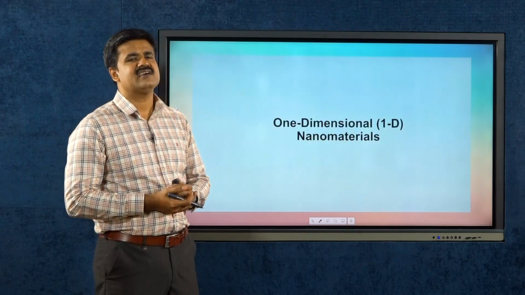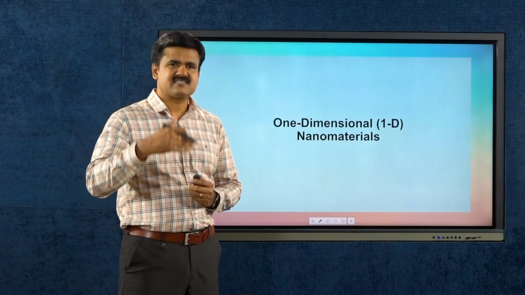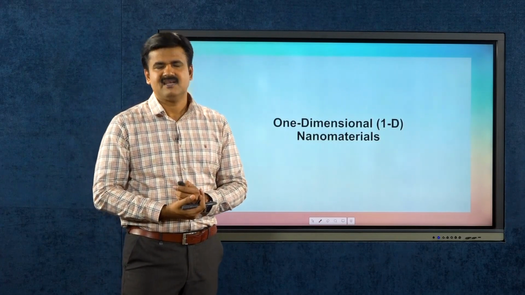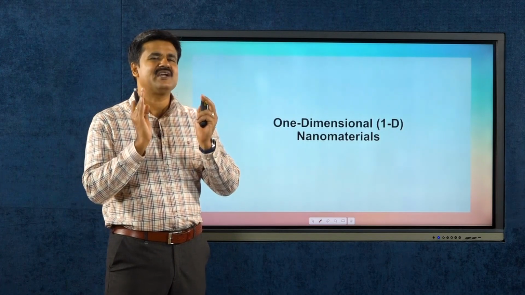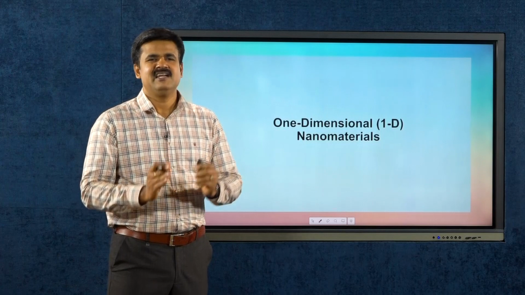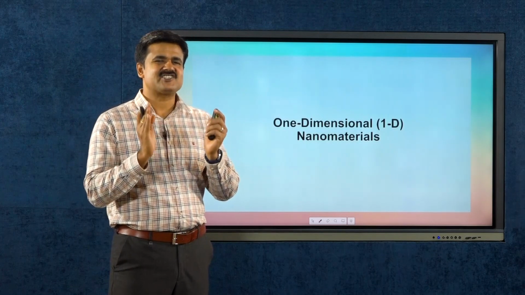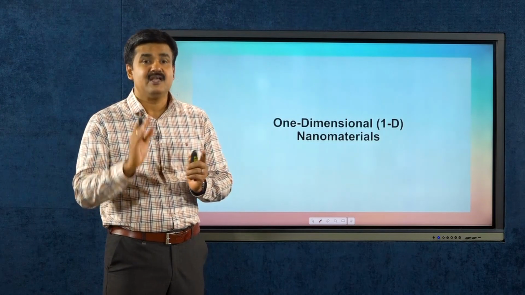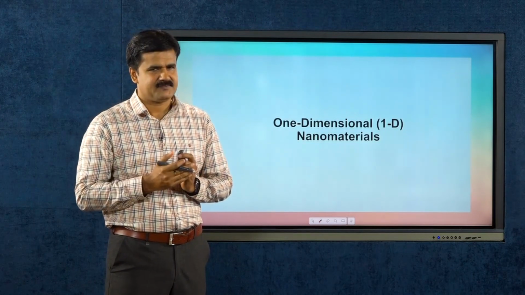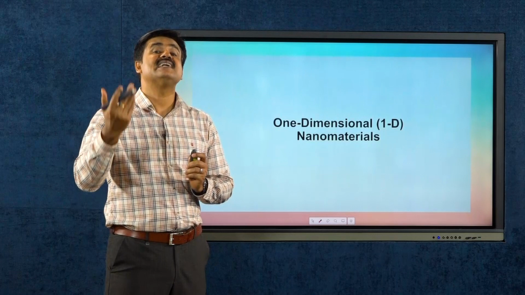Now, we are focusing on the next kind of nanomaterial, that is one-dimensional nanomaterial. I already mentioned the fact that Siegel's classification is based on the number of dimensions which are not in the nano range, or which are outside the nano range.